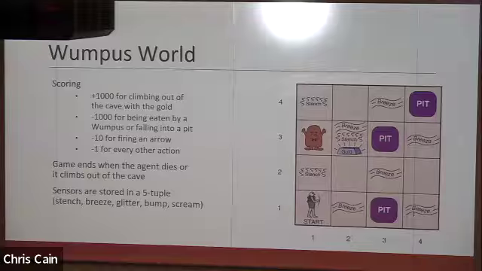We're going to have a 5-tuple for our sensors. Whenever we take an action, we're going to receive the following percepts: stench, breeze, glitter, bump, scream. Each of these is Boolean. So you're going to get something like false, true, false, false, false. And that's going to tell you that in the cell that you are currently in, I feel a breeze. There is no stench. I'm not at the location of the gold. I did not just run into a wall, and I did not just kill the Wumpus.